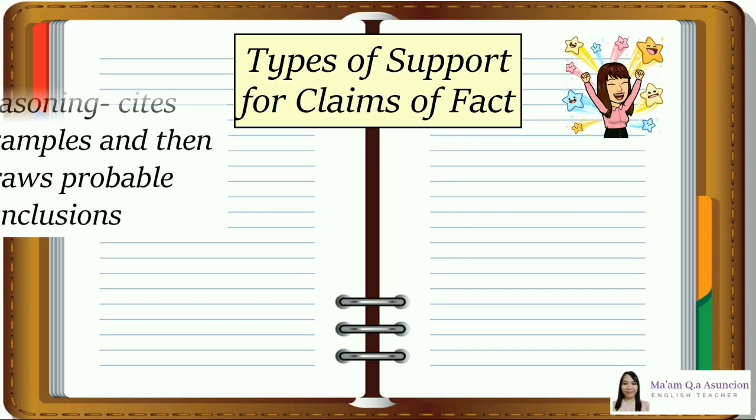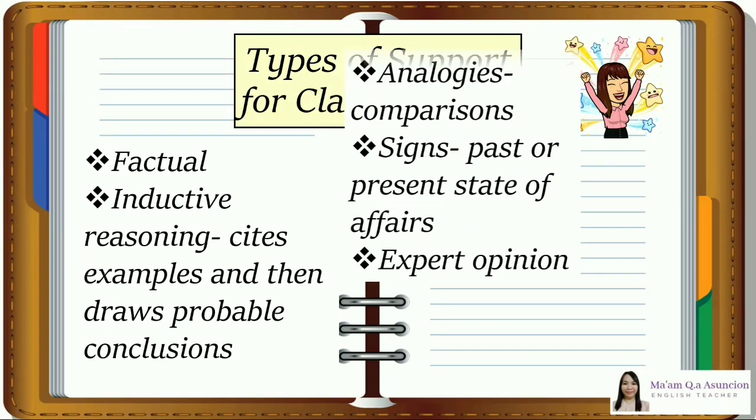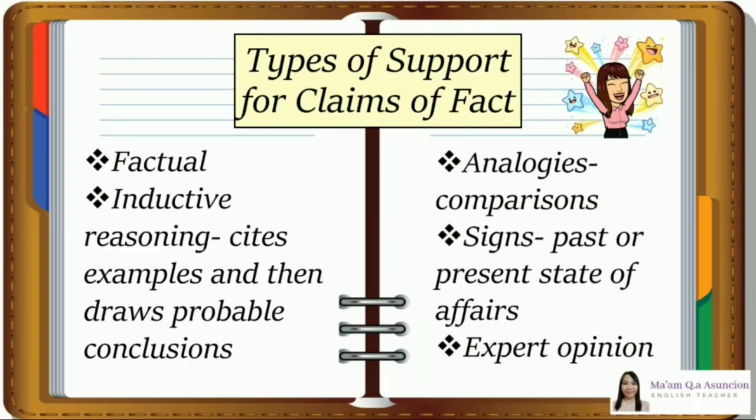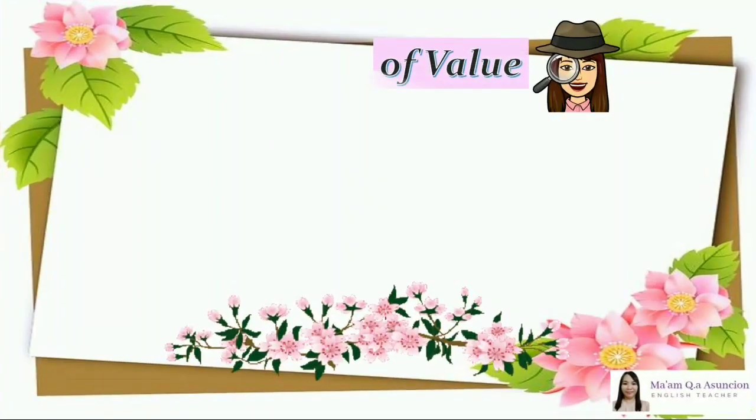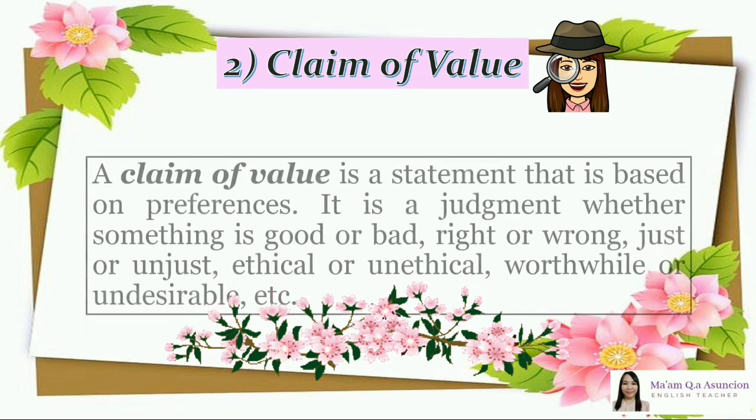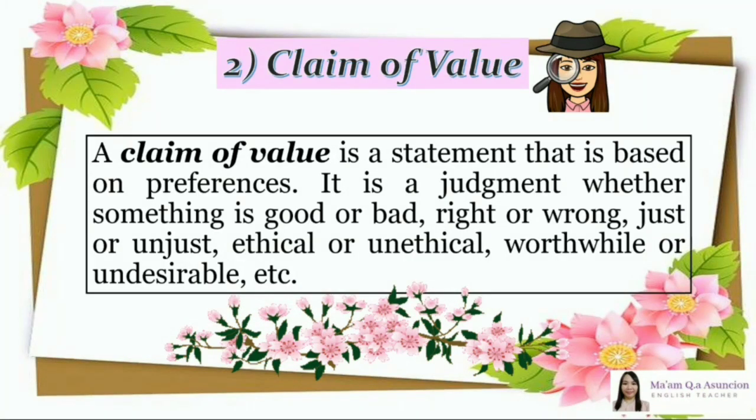These are the types of support for claims of fact: factual, inductive reasoning, analogies, science, and expert opinion. Number 2. Claim of value. A claim of value is a statement that is based on preferences. It is a judgment whether something is good or bad, right or wrong, just or unjust, ethical or unethical, worthwhile or undesirable, etc.